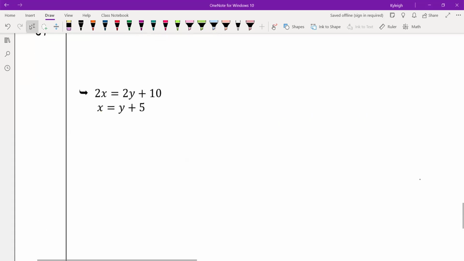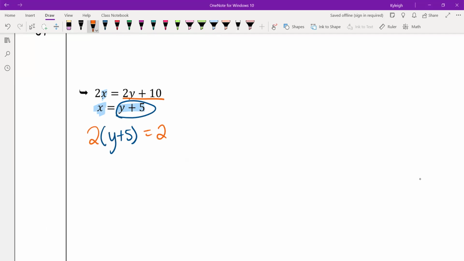Looking at this last one, I'm going to use substitution because there's just one variable solved. So I'm going to plug this whole thing in for x. So my equation says 2 parentheses, my x value, which is y plus 5, equals the rest of this. So 2y plus 10. I'm going to solve. 2 times y is 2y. 2 times 5 is 10. Wow, look at that. They're identical. But let's keep on going.